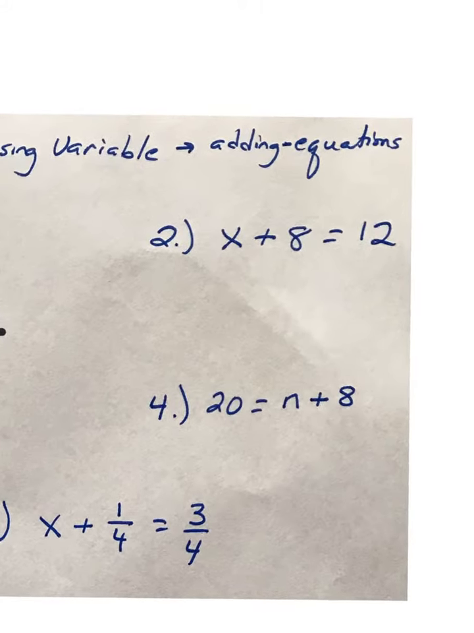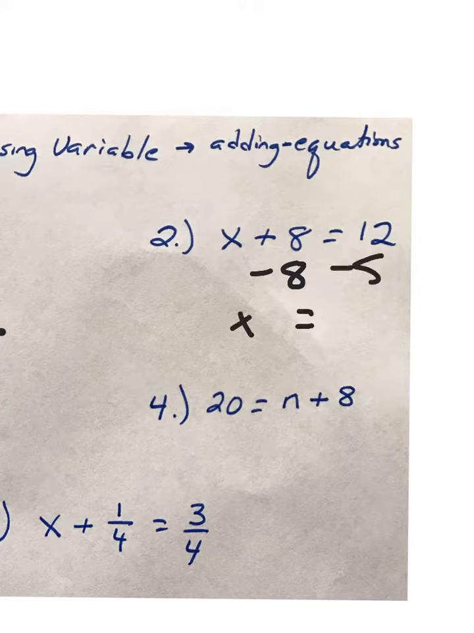For number 2, it's x plus 8. You need to get rid of that plus 8. Get rid of this part here. So you'd have to subtract 8 from that side, and that would become 0. So they get x by itself. And then you have to subtract 8 from this side, and x equals 4.